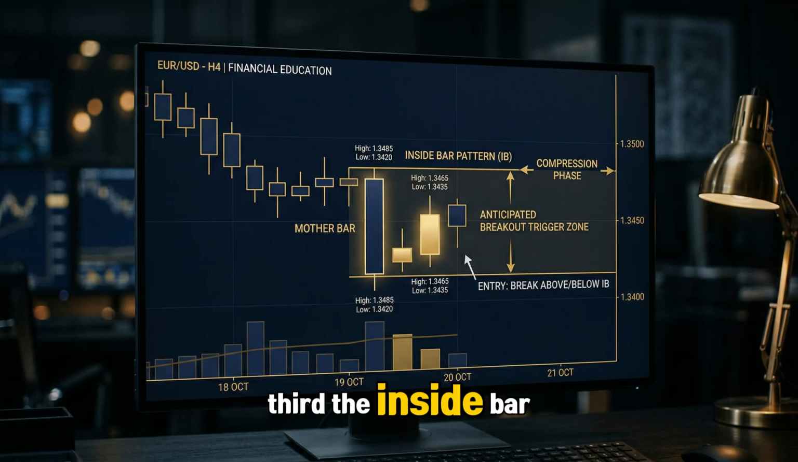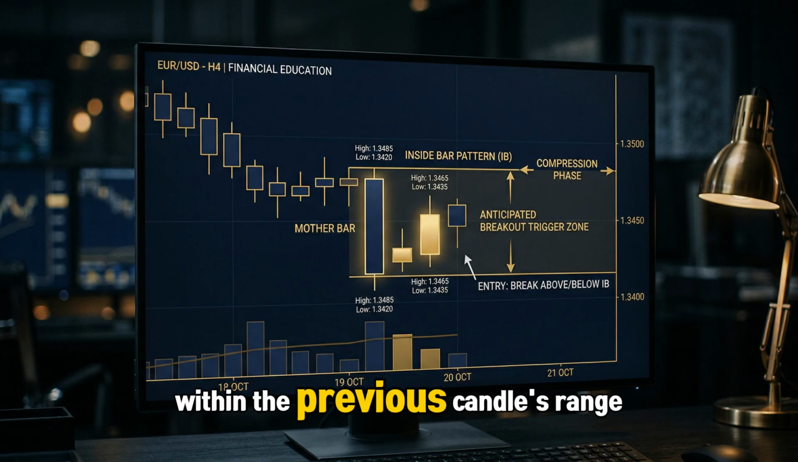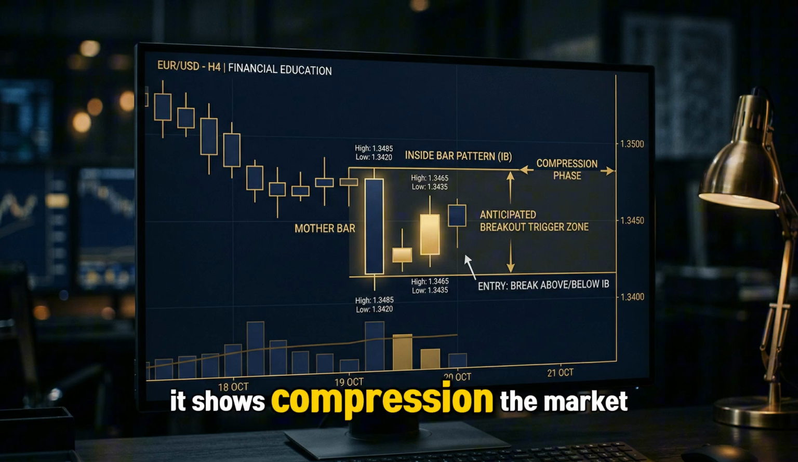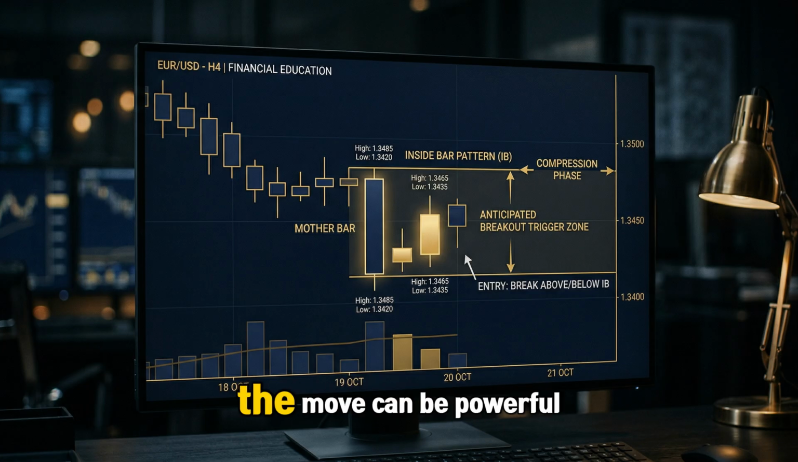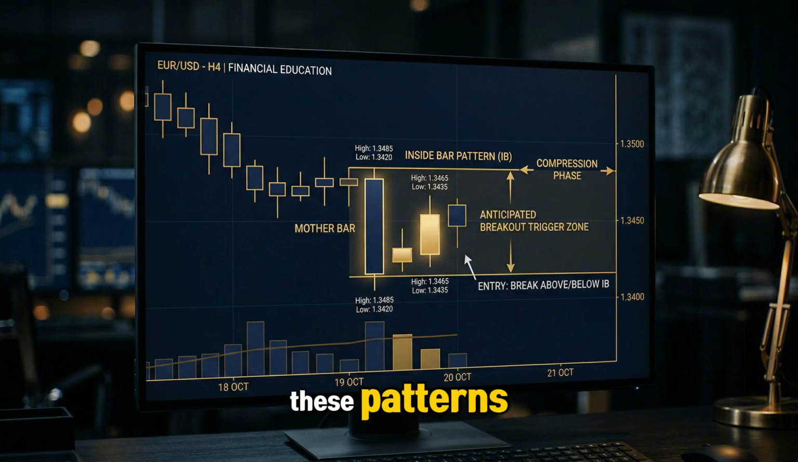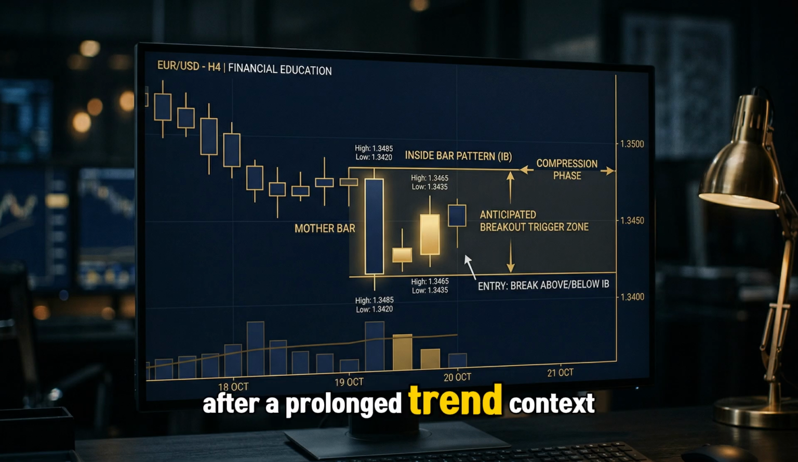Third, the inside bar. This is a candle whose high and low are completely contained within the previous candle's range. It shows compression. The market is coiling up, deciding which way to go next. When it breaks out of that range, the move can be powerful. These patterns work best when they form at meaningful levels, at support, at resistance, after a prolonged trend.